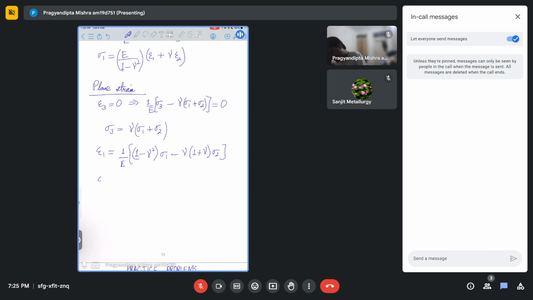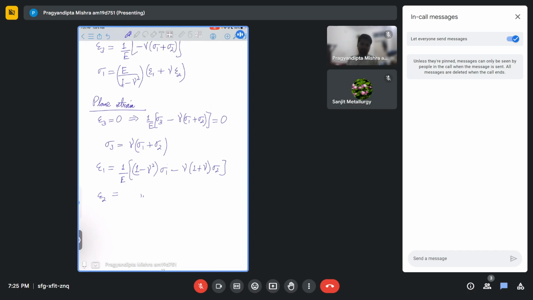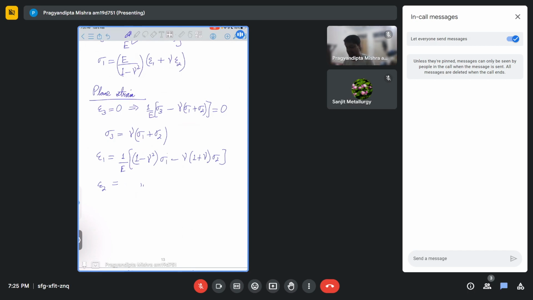Similarly, you can write epsilon 2. You don't have to remember these equations. You have to just remember what condition we are looking at. And then you can just choose your plane, just the regular equations, the Hooke's law equations that we are using, and you can solve any problem using that. Okay. So with that, we will come to the end of discussions for this.